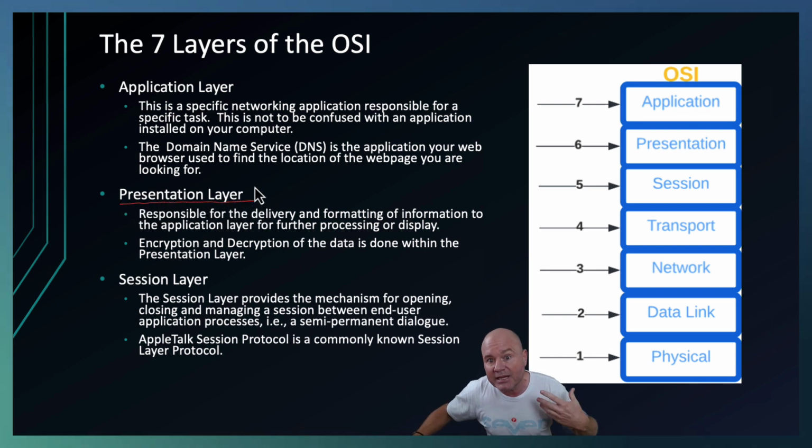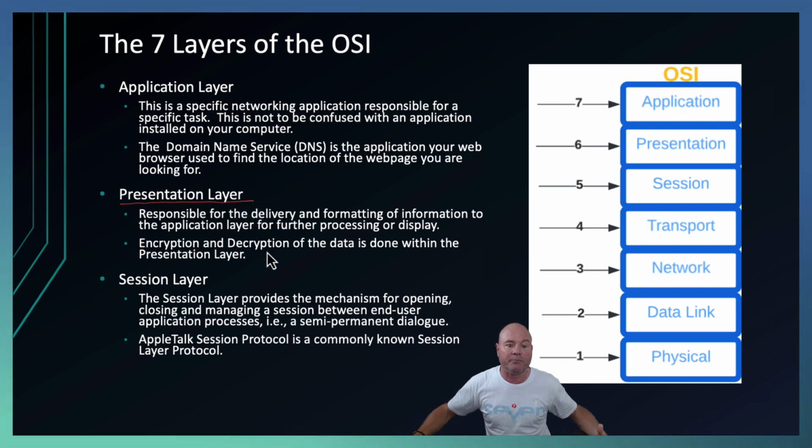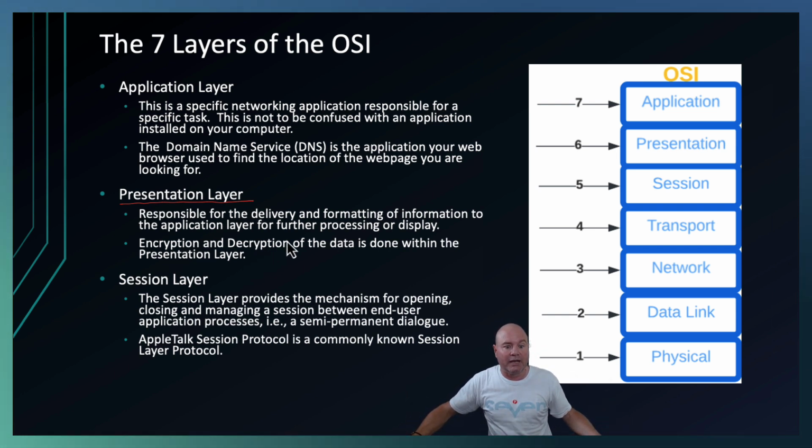The next item there is the presentation layer. The presentation layer, according to the OSI model, is kind of the way that it formats the data and puts it into place. The OSI model really thought the idea of encryption and decryption should be done at this particular layer.